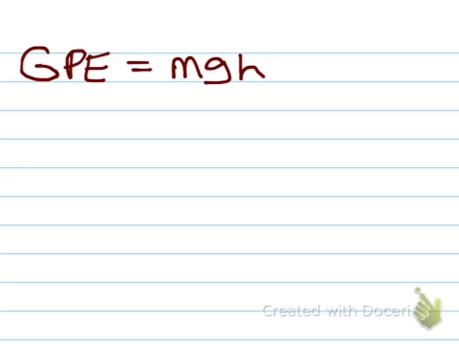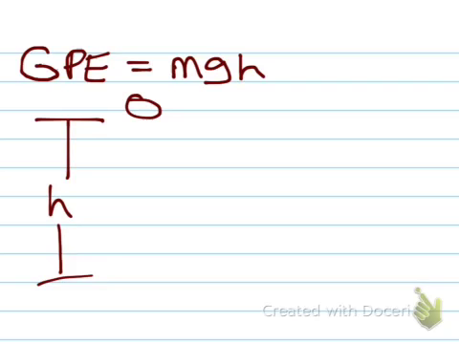Okay, so the next thing we need to look at is what types of energy there are. Well, there are three major types of energy, all right? The first major type is gravitational potential energy. We're going to call that GPE. Gravitational potential energy is based upon how high you are, so it's equal to your mass times your gravity times your height.